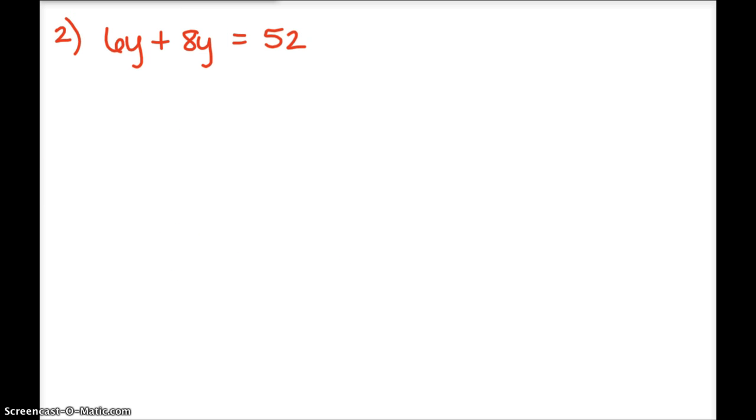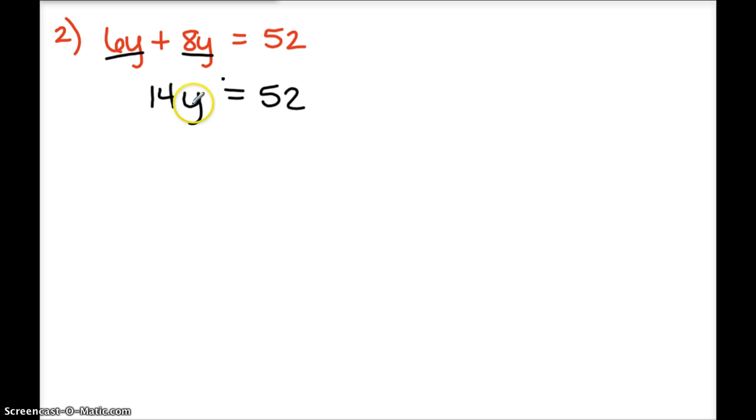Okay, example 2. Let's look at this one. We have 6y plus 8y equals 52. First thing, distributive property. Well, I don't have any parentheses, so we'll go down to the next one. Number 2, combine like terms. So let's look over here. I have 6y plus 8y. They both have just a y, so I can combine these. 6 plus 8 is 14, so this will be 14y equals, and then just 52.